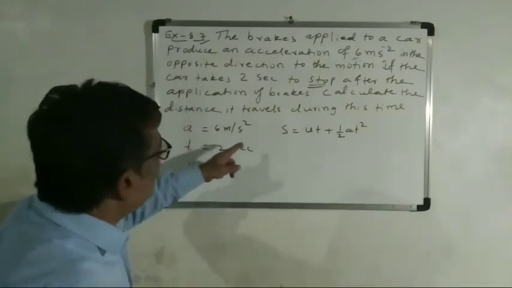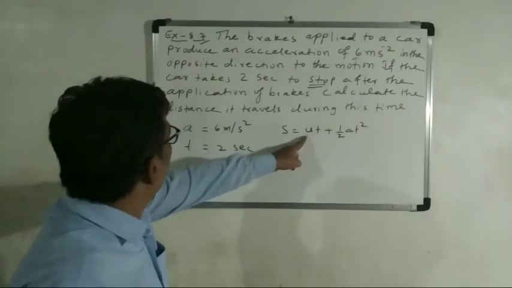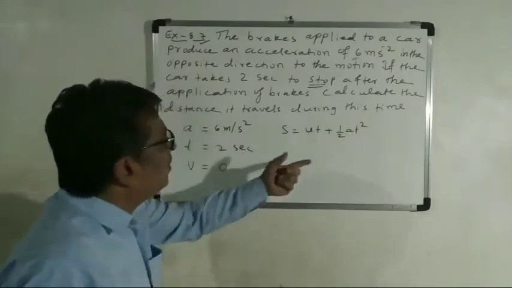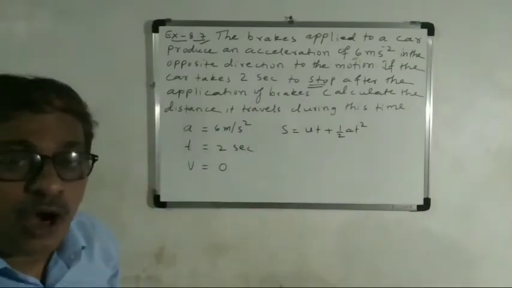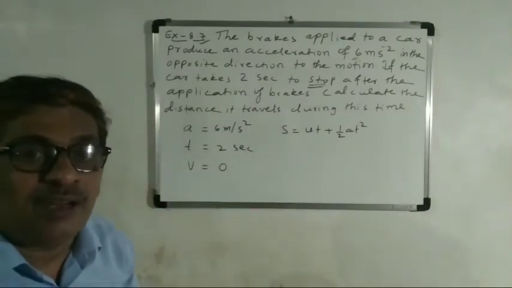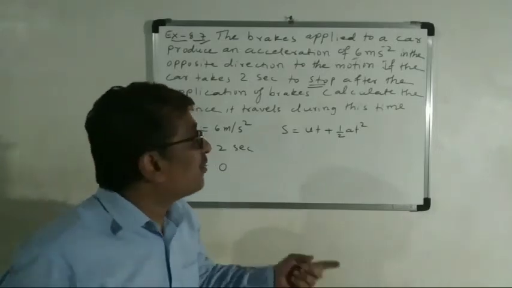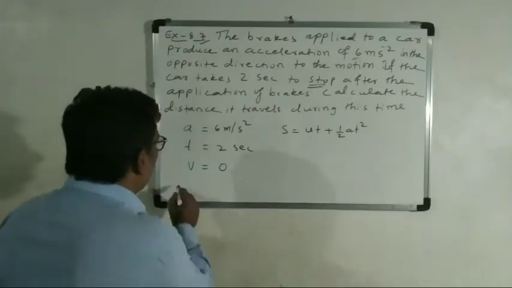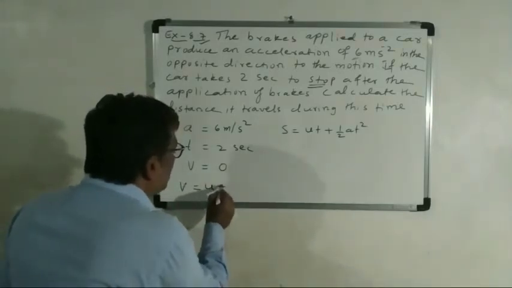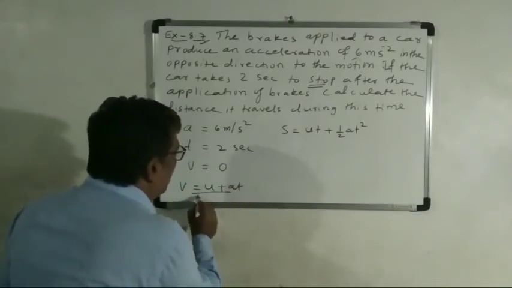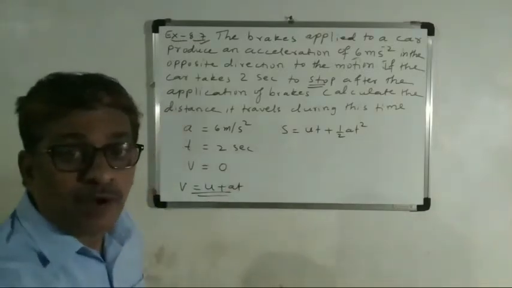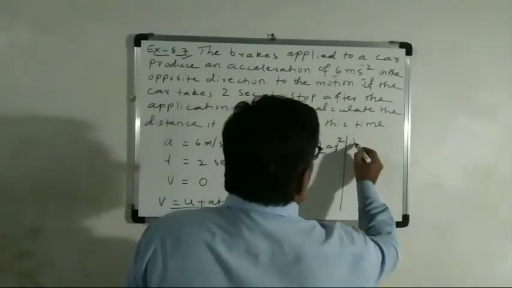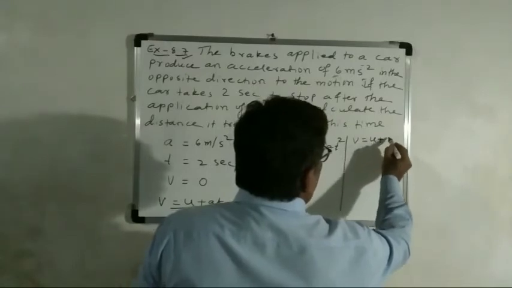Okay, now you see here you are given that u is not there, time is there, a is there, and u is not there. How do you have to find u? You know that from the first equation. From the first equation means what? V is equal to u plus at. So this is the first equation of motion. This you have to find out here. See, look here now. I write V is equal to u plus at.